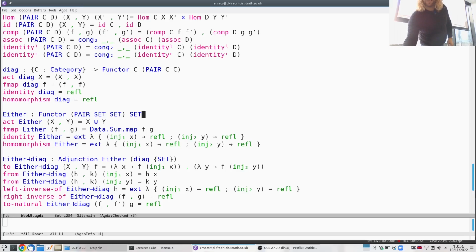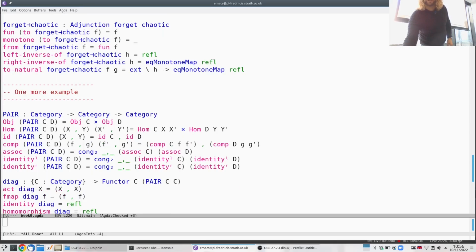Okay, so the point of today was to see that you can get a lot of mileage out of just identifying structure. And we'll try to connect this to monads next week.